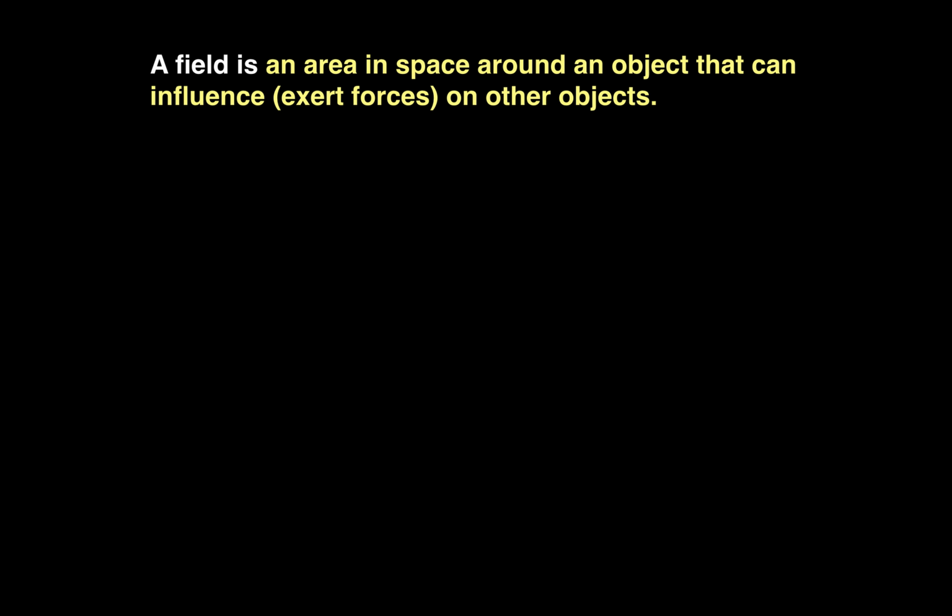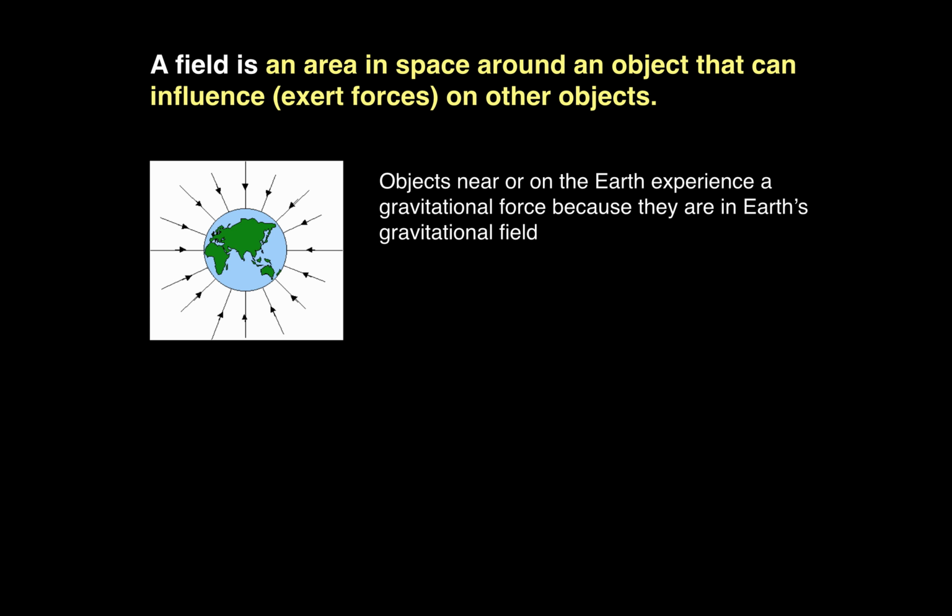A field is an area in space around an object that can influence or exert forces on other objects. Sometimes we refer to this as a force field. For example, objects near or on the Earth experience a gravitational force because they are in Earth's gravitational field. For example, a person located at this point on the Earth would fall towards the center of the Earth along the gravitational field, or an object on another location would also fall towards the center of the Earth. These two directions are different, but they both point towards the center point on the Earth due to Earth's gravitational field.